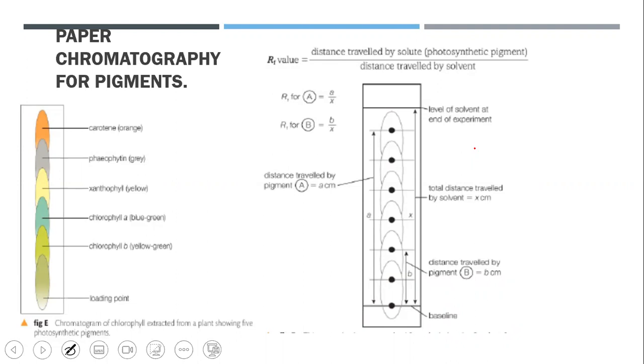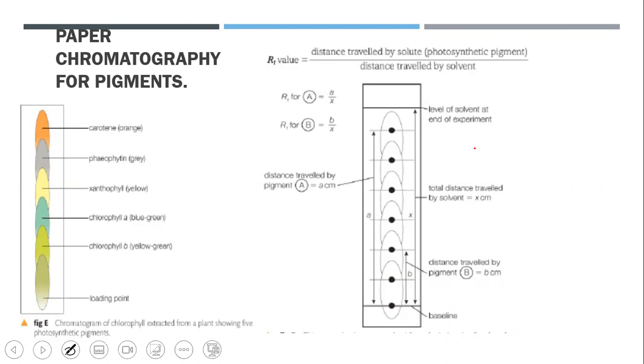Now, what you can do is calculate the Rf value, the retention factor value. How do we calculate the retention factor? Distance traveled by the solute, or our pigment, divided by distance traveled by the solvent. So the solvent would have traveled all the way through the paper. Using a pencil, you can mark how much distance was traveled by the solvent at the end of the experiment, right? That will be your denominator.